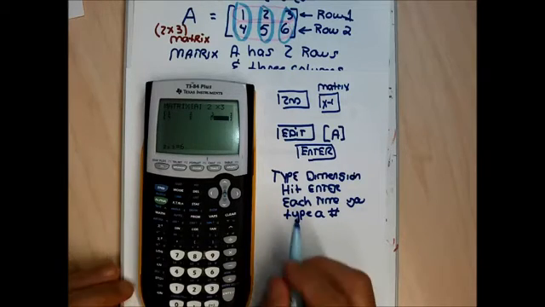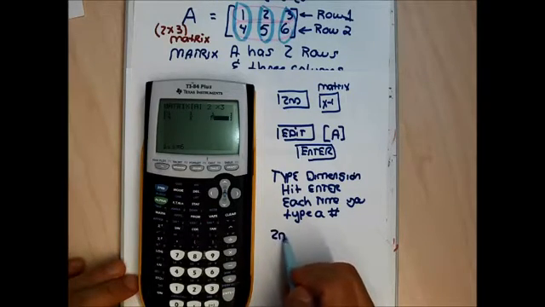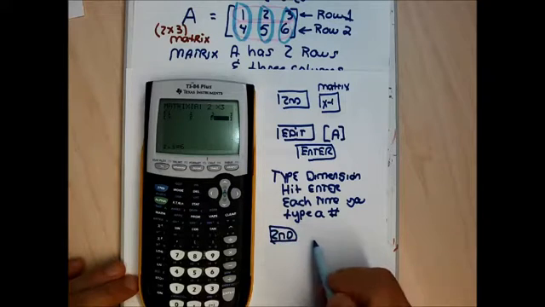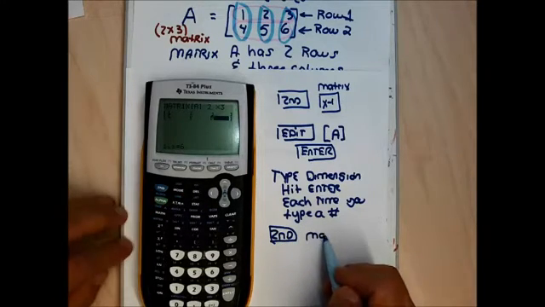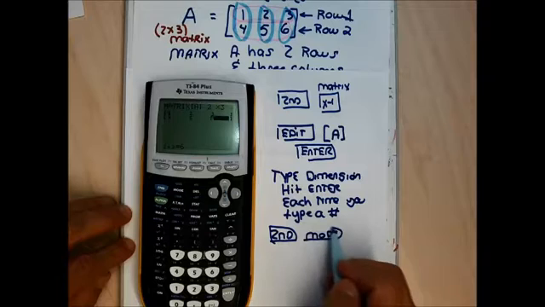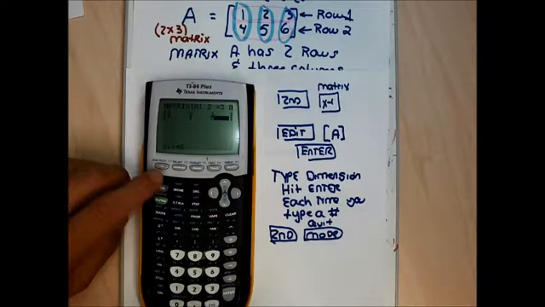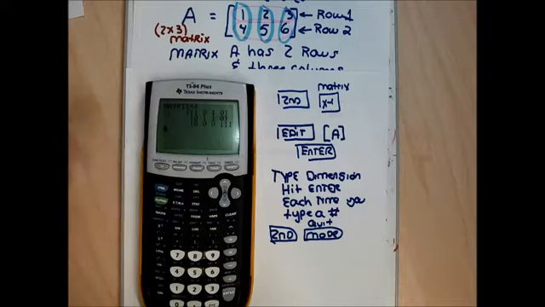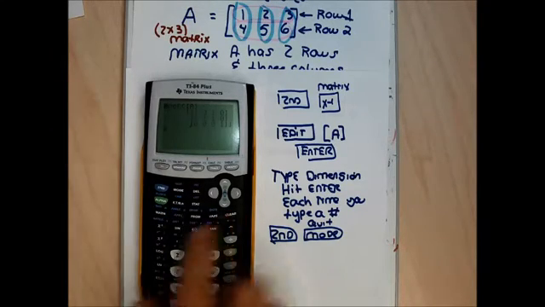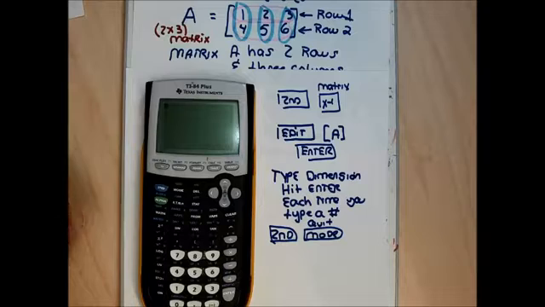Once you have the whole matrix in, you're going to hit the second key, and the key right next to the second key, which says mode, and the word above mode is quit, is really what I'm activating. So second and quit brings me back to the main screen. Let me clear out my main screen. So my matrix is in.